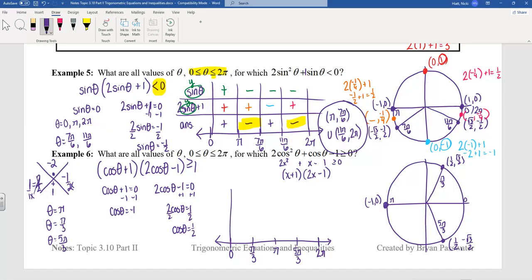And then draw my little lines here. From my left side of my chart, my factors need to go there. So cosine of theta plus 1 and 2 cosine of theta minus 1. And then leave yourself room for your answers there at the end.